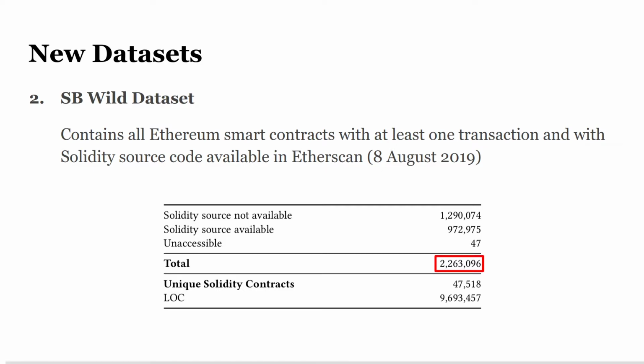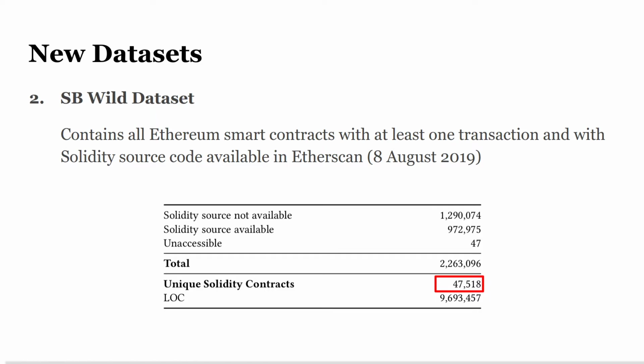The second dataset is called SB Wild and contains all Ethereum contracts with at least one transaction and with Solidity source code available in Etherscan. We processed more than 2 million contract addresses, we obtained more than 900,000 Solidity contracts, and then we removed duplicates. We ended up with 47,518 contracts with more than 9 million lines of code in total.